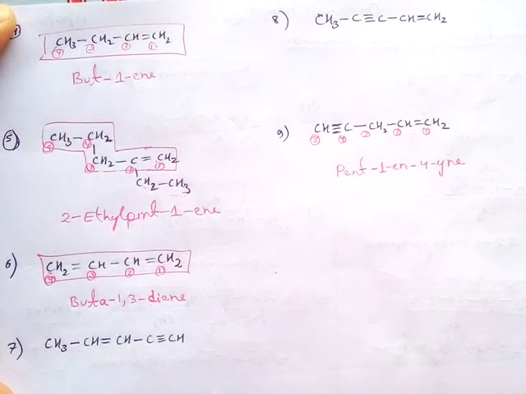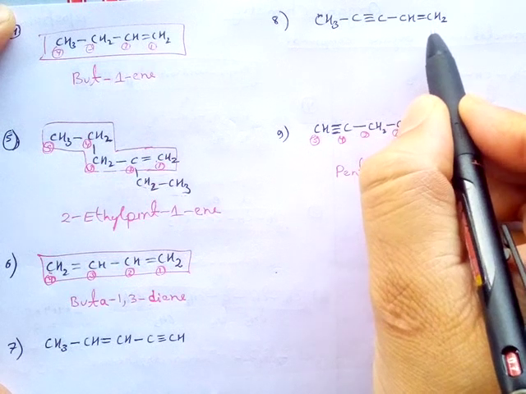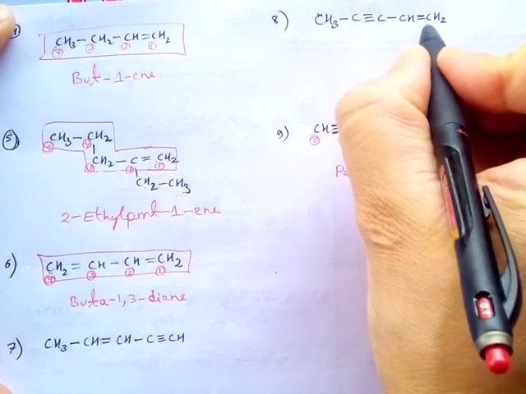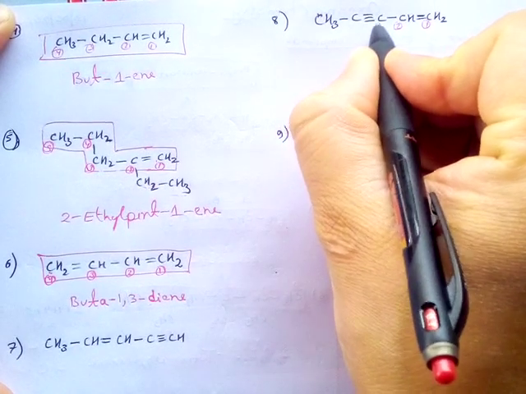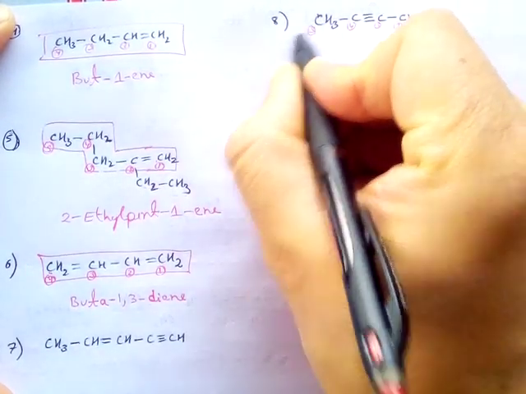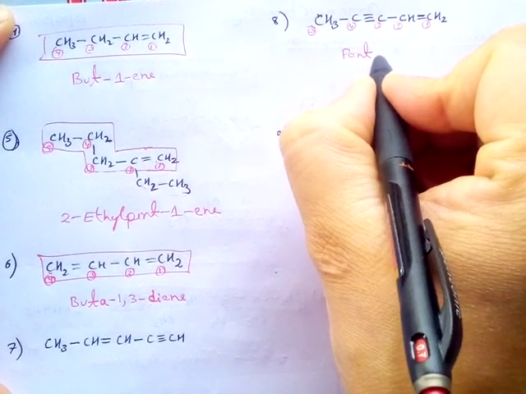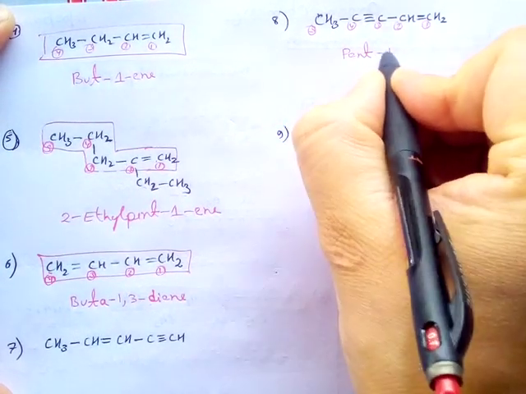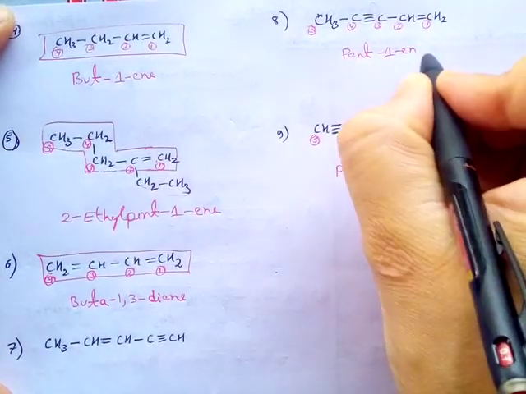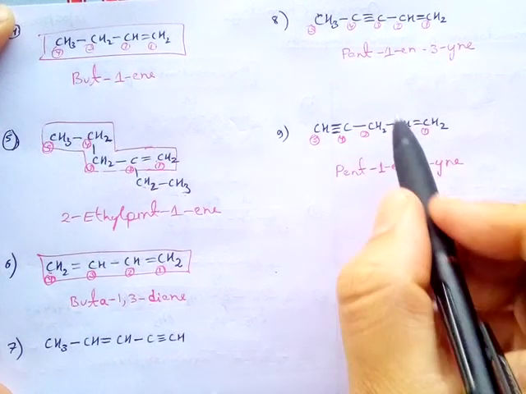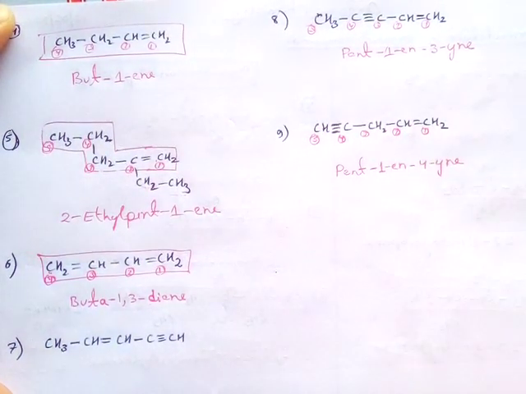Now look at this example. The numbering will obviously be from this side, because here the double bond gets the preference. So 1 2 3 4 5. Again this is PENT, pent-1-en-3-yne.